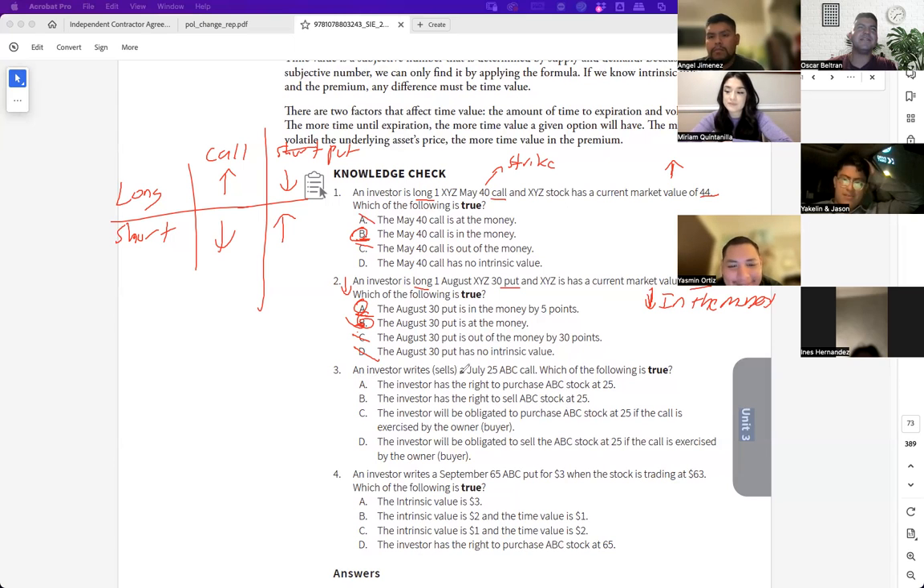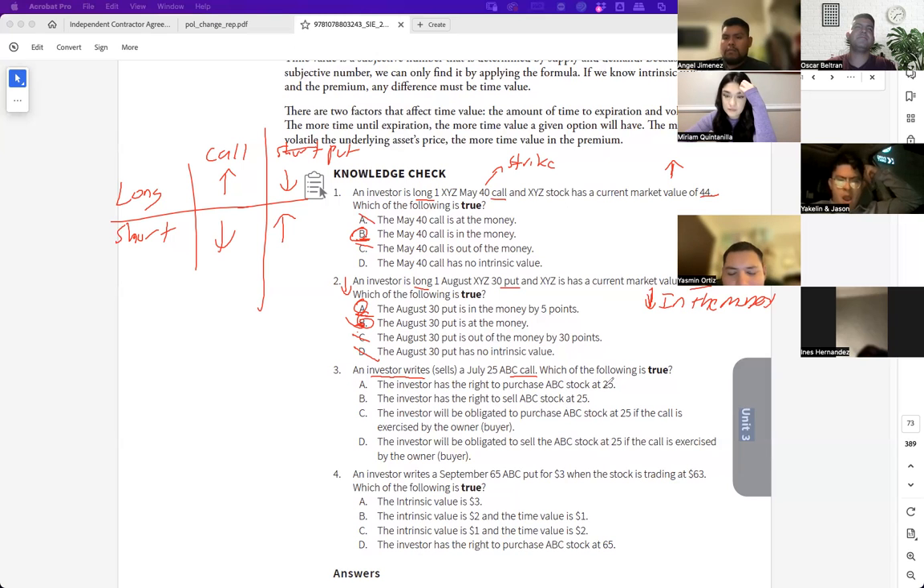Now, 3, an investor sells a July 25 ABC call. Which of the following is true? You're like, what the hell does that mean? All right, so it's a call. So we know off the back that the investor wrote this and sold it to a buyer. As an investor, I don't want them to exercise that contract. I want to have it expire. So here it says the investor has the right to purchase ABC stock at 25.